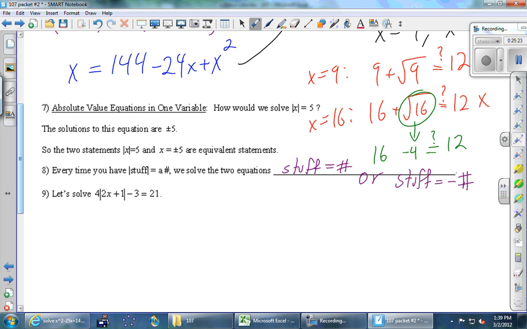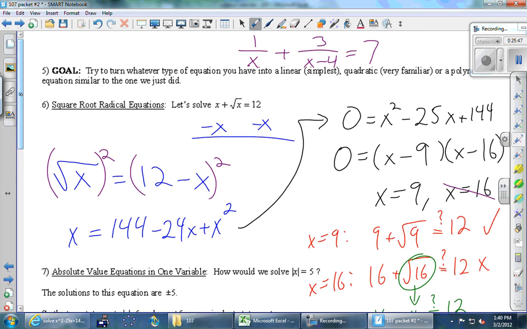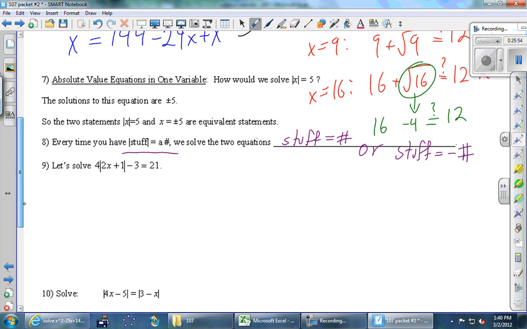So let's try number 9. So we're going to solve 4 times absolute value of 2x plus 1 minus 3 equals 21. Do I have absolute value of stuff equals a number? Not yet. The idea here is that you can't do this kind of funny trick until you get the absolute value by itself. And in fact, that's exactly the same thing that worked in the square root equation. Get the square root by itself, then you could do something. So let's get that absolute value by itself first.